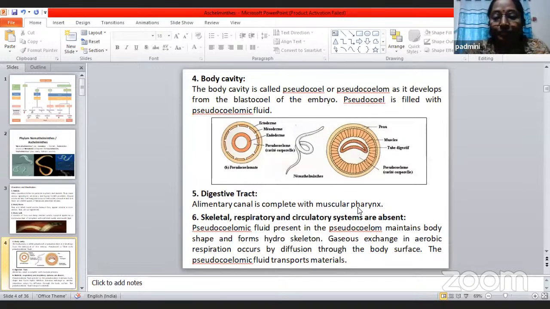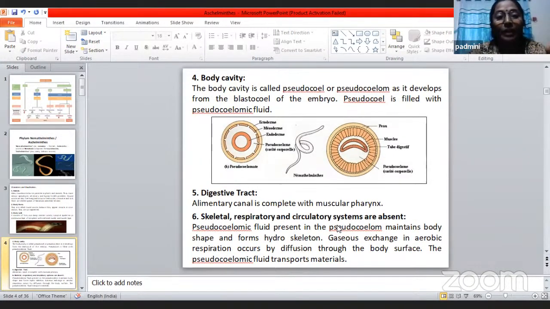Gaseous exchange, that is the exchange of oxygen and carbon dioxide in aerobic respiration, occurs by diffusion through the body surface. What do you mean by diffusion? Through the skin the diffusion occurs. It can just go inside and come outside. So that's called diffusion through the skin. Through the body surface, the respiration is occurring. And the circulatory system is, of course, taken care of by the pseudocoelomic fluid, which transports the material from one part of the body to another part.